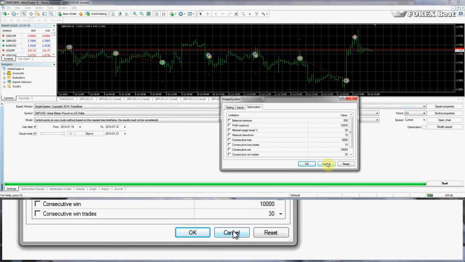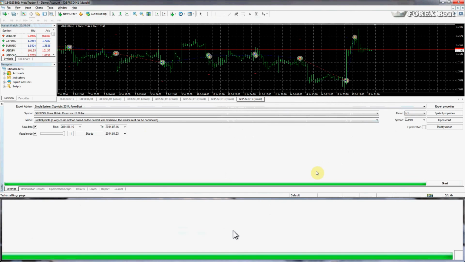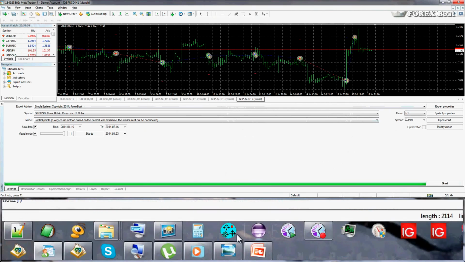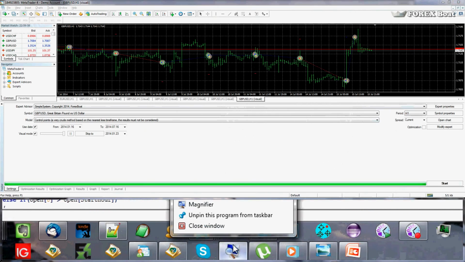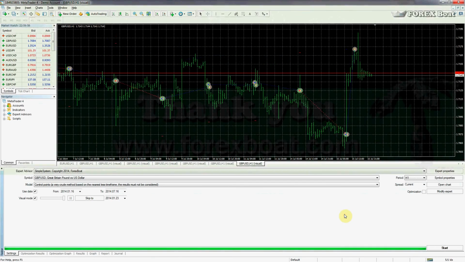And so that's all for this tutorial. In the next one, we will finally complete our trading system by adding an MA, a moving average filter. And until then, happy coding.